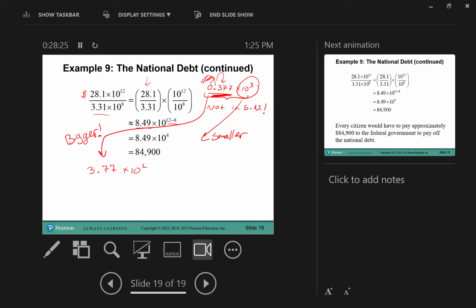The other option is to completely convert this into a decimal and then back into scientific notation. But this is kind of just a quicker shortcut between the two so that you don't have to take an intermediate step of turning it back into a decimal number.